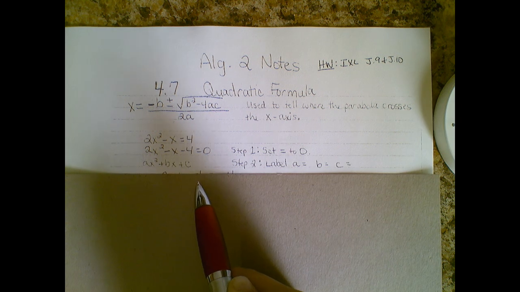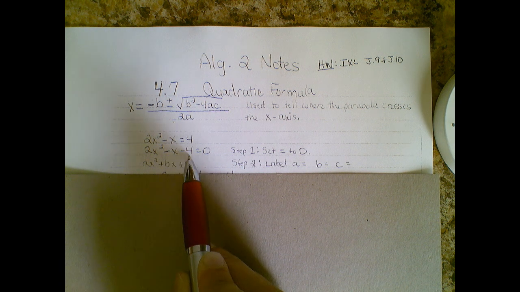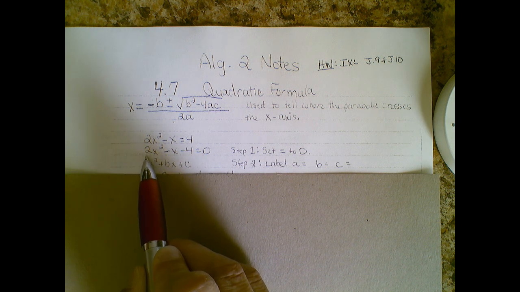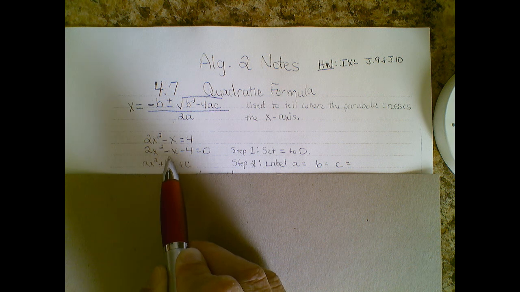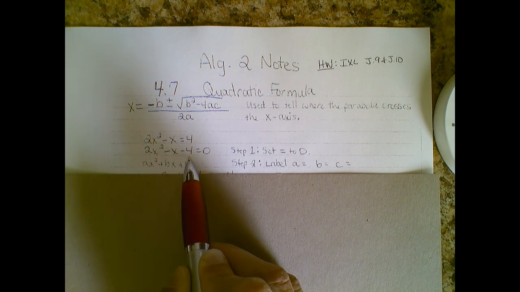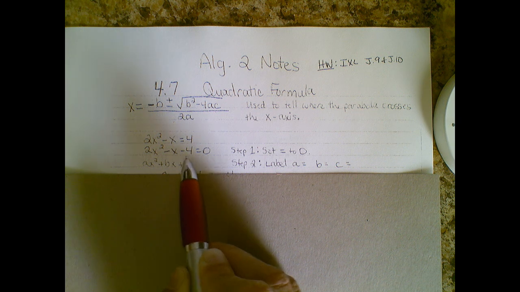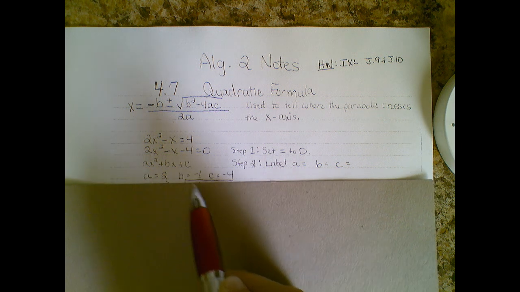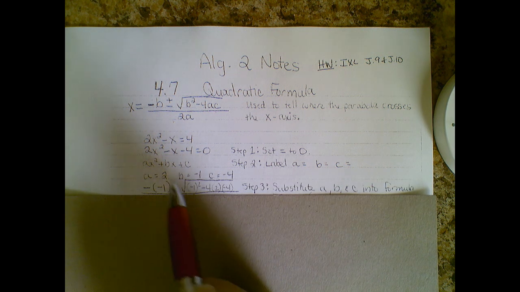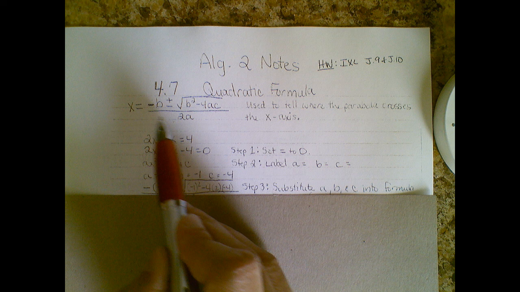Our next step is we're going to label our a, our b, and our c. Now the a is the number in front of our x squared, our b is the number in front of our x, and our c is the number by itself. So our a would be 2, our b is negative 1, and our c is negative 4. And then from here, we just plug those right into this quadratic formula.